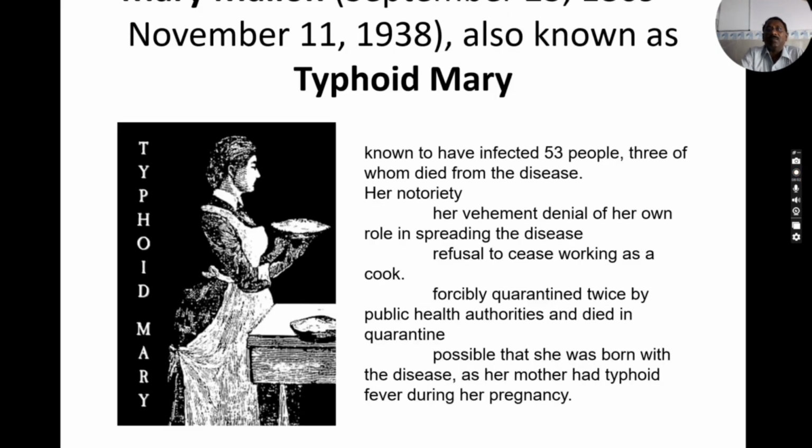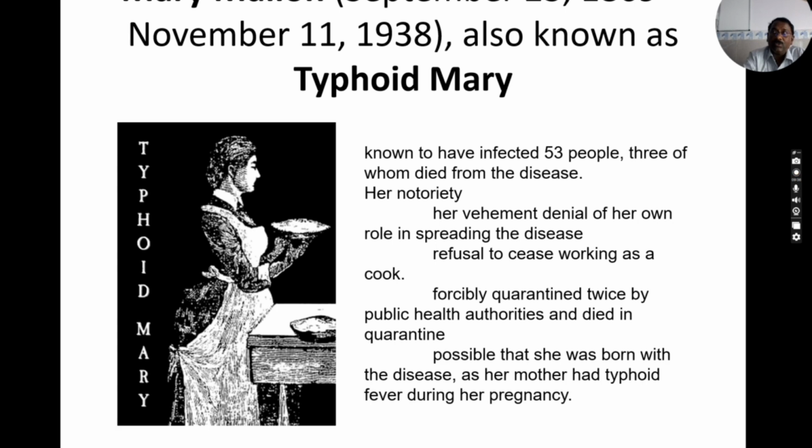She is Mary Mallon, 1869 to 1938, also known as Typhoid Mary. She is known to have infected more than 5,000 people, three of whom died from the disease. She notoriously denied her own role in spreading the disease and refused to cease working as a cook. She was a cook but refused to stop working. She was forcibly quarantined twice by the public authorities and died during the quarantine period. It is possible that she was born with the disease, as her mother had typhoid fever during her pregnancy. So this is Typhoid Mary.